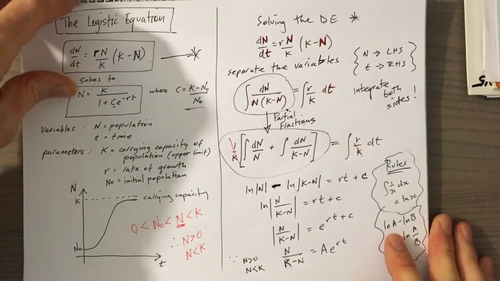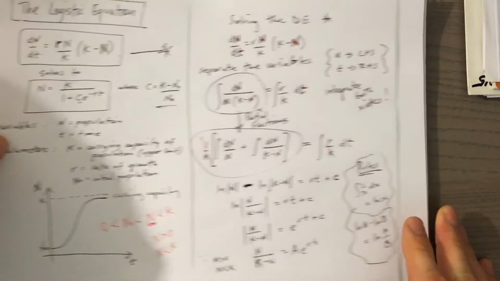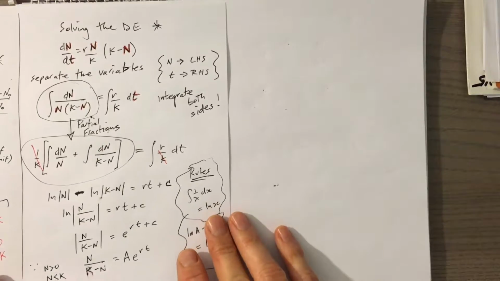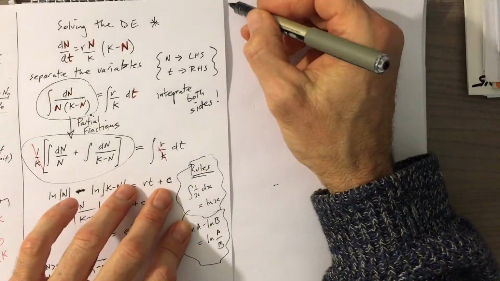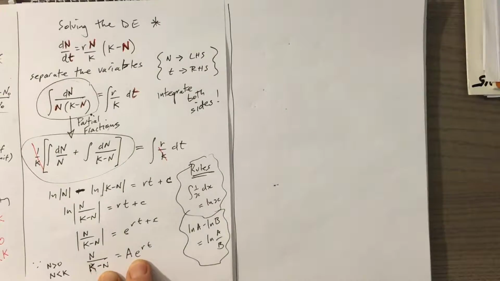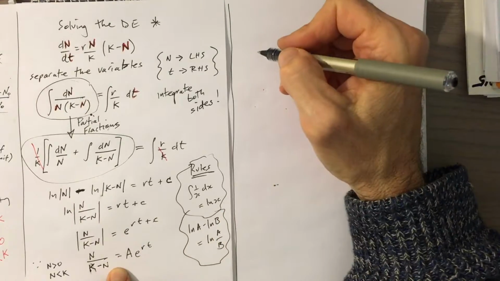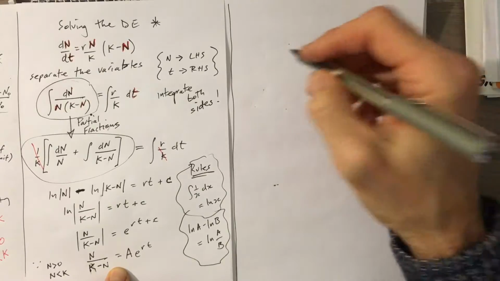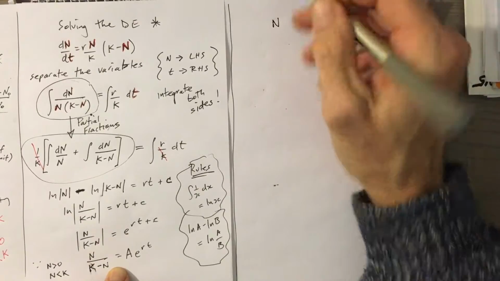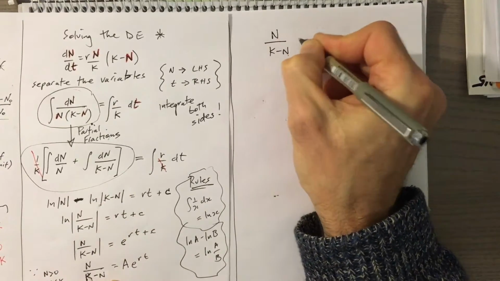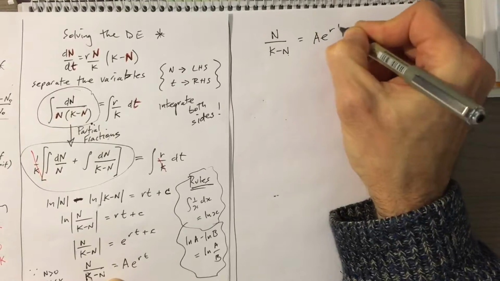Let's continue this. I'll slide this over so we can still see that bit. The next part will be to algebraically manipulate this. I'll just write it up here. So this is where we're at: we've got n over k minus n equals A e to the RT.